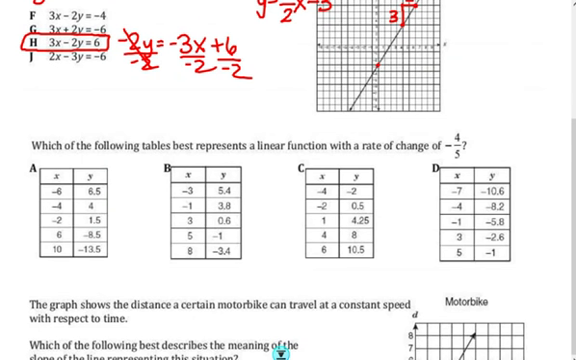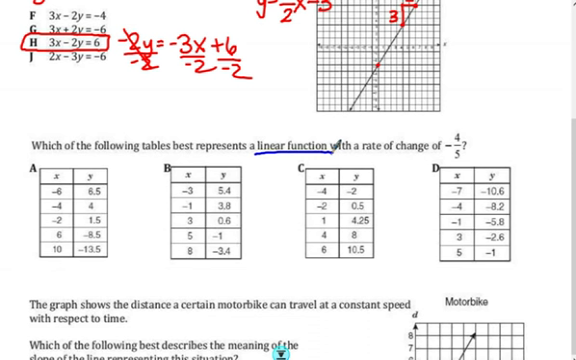Alright, and now on this next one, which of the following tables best represents a linear function with a rate of change of -4/5? A linear function. Alright, so again, there's lots of options on here. Let's see, you could do y2 minus y1 over x2 minus x1. However, that would take forever to do because you'd have to do it to each of these points to make sure that there's a constant rate.